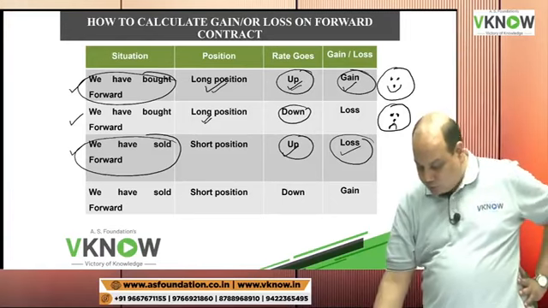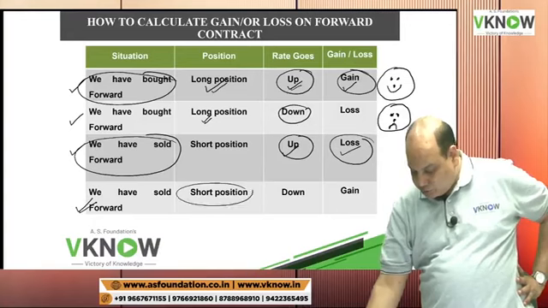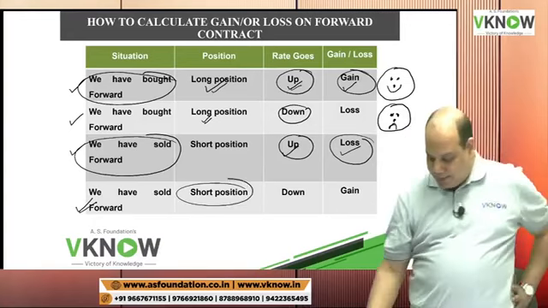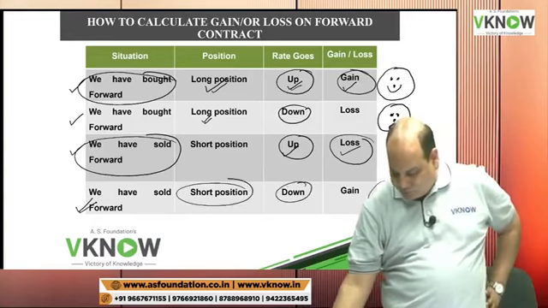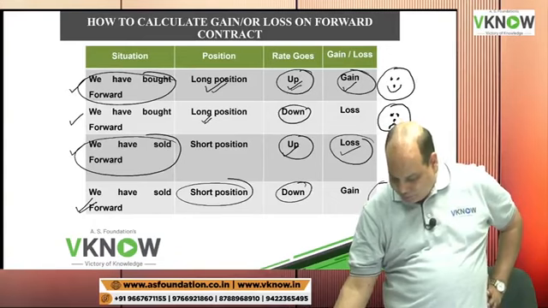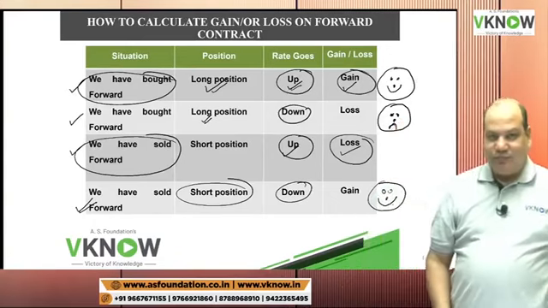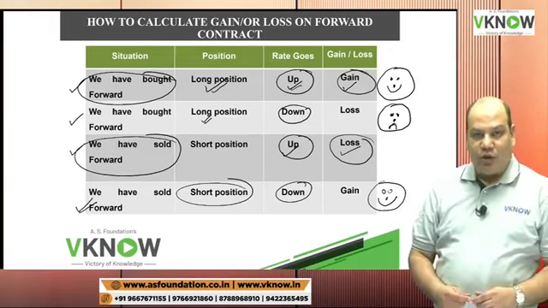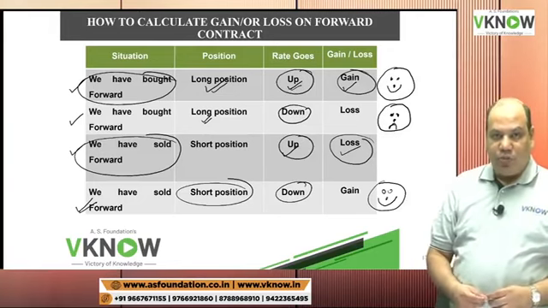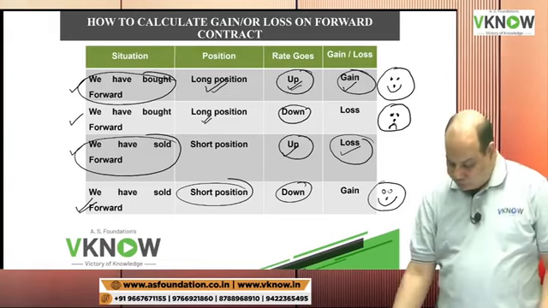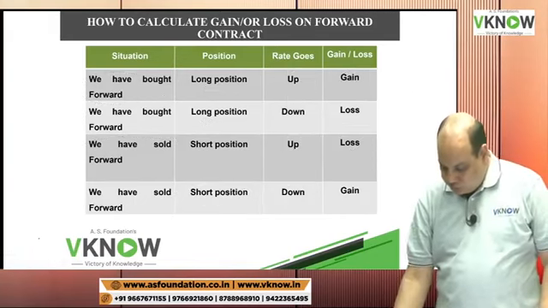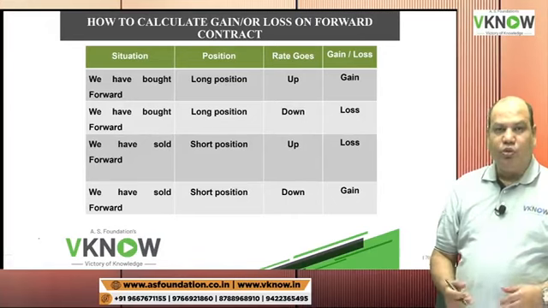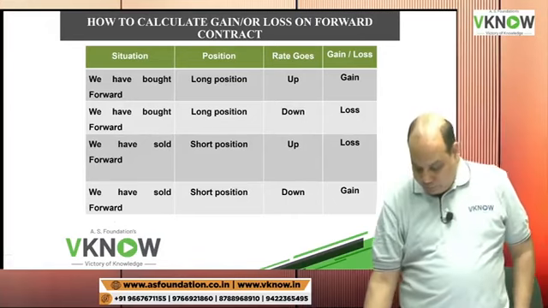Last, we have sold forward, short position, and the price goes down. Now, smile. You are expecting price will fall and the price has gone down. Therefore, there will be gain. So this is about how to calculate gain or loss.